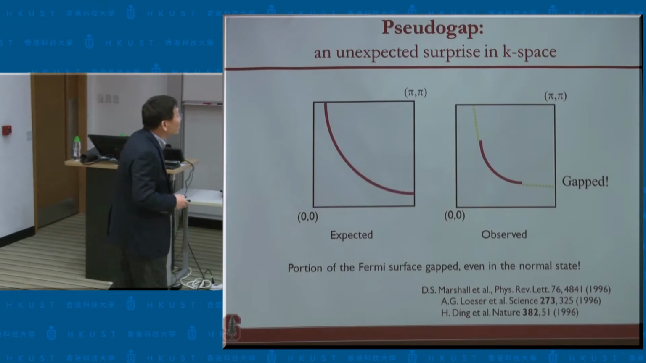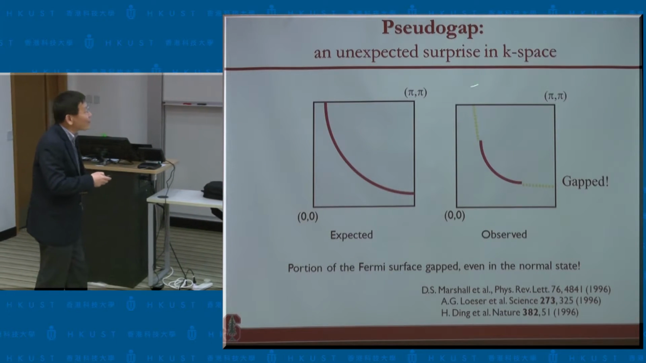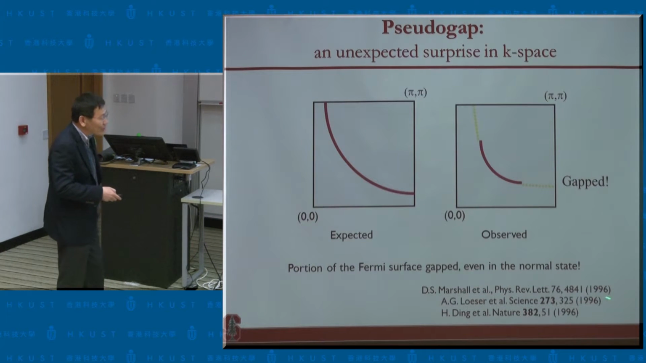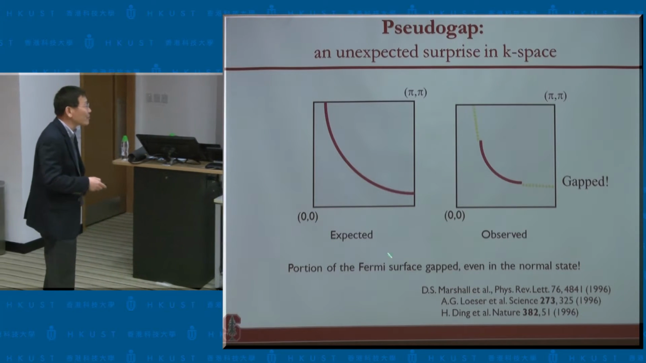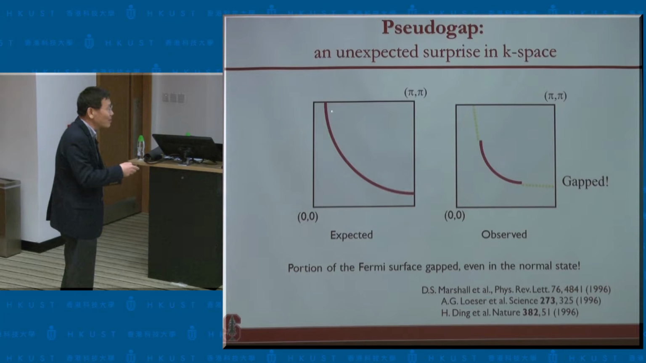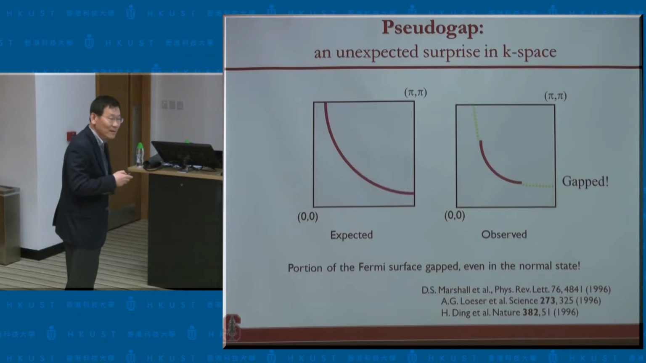So here is another version, in momentum space, of a pseudo gap. That's the original paper of the discovery of the pseudo gap. As I said, the Fermi surface should be just a single large piece of Fermi surface. Instead of observing this, often we observe the Fermi surface is just a segment of an arc.